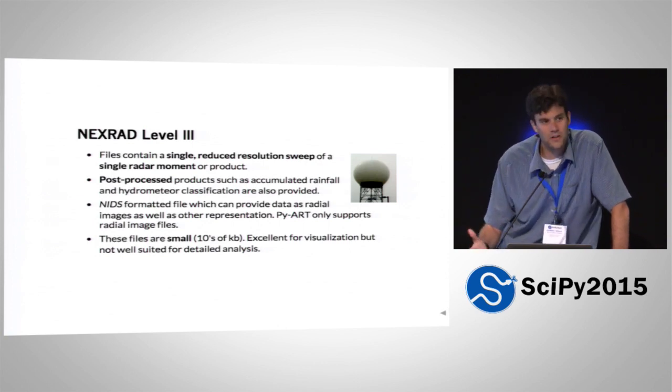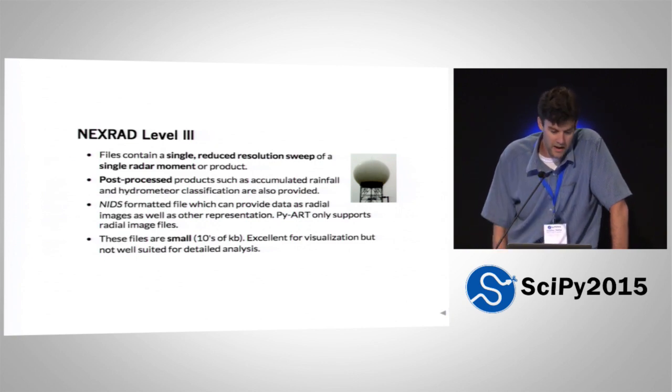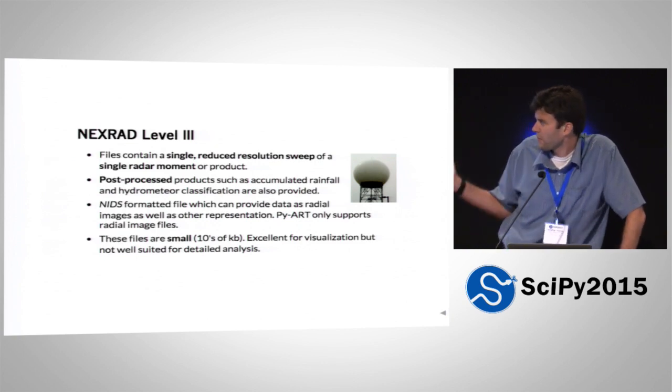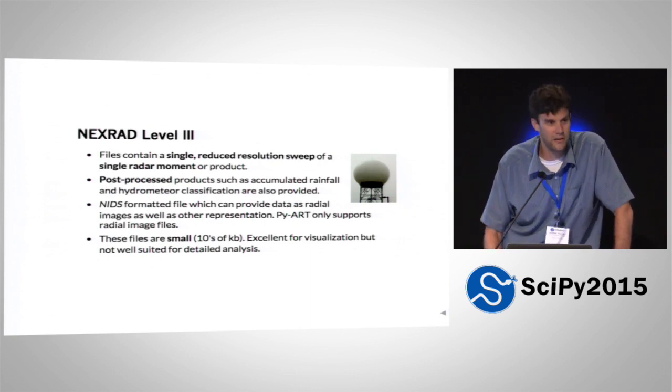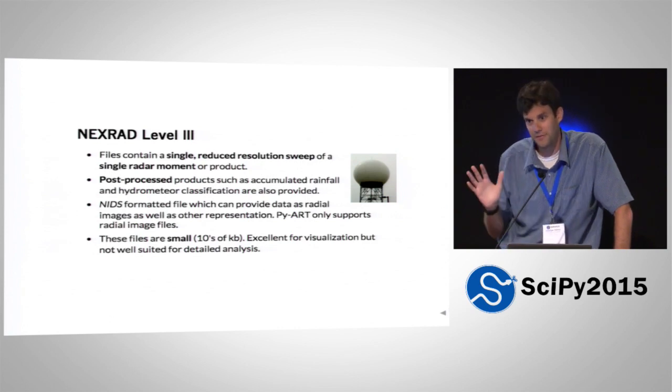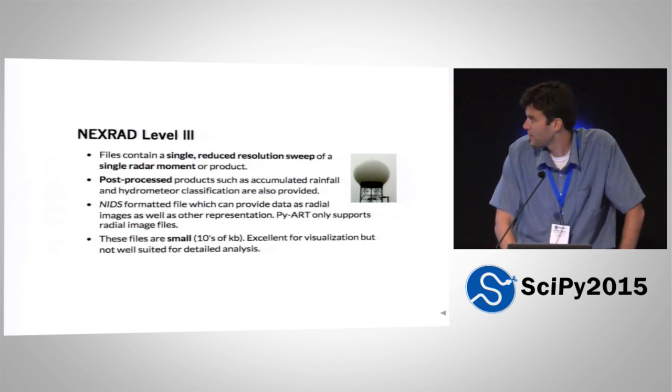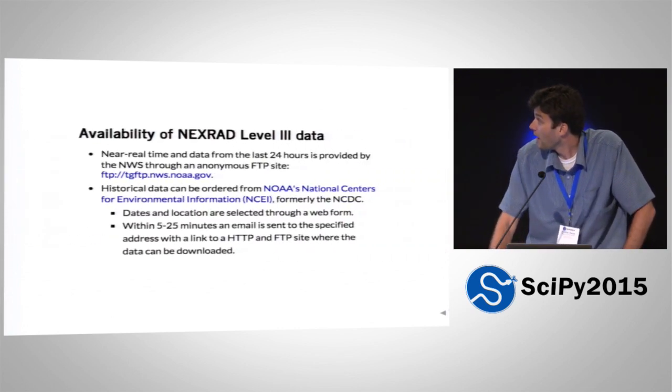The National Weather Service also provides their post-processed products, so things that have gone through their processing pipeline, such as accumulated rainfall and hydrometeor identification, in this format. This format can contain a couple of different types: it can do radial, it can also do raster images and a few others. PyArt only supports the radial images, but I believe MetPy supports everything. So if you're interested in those, look at that package.